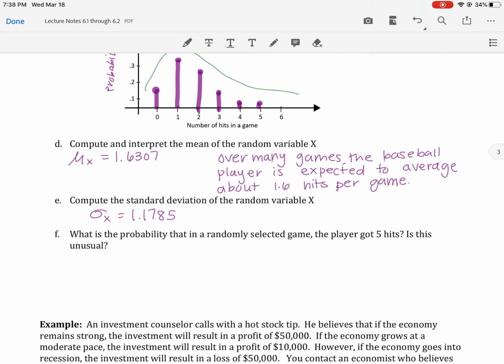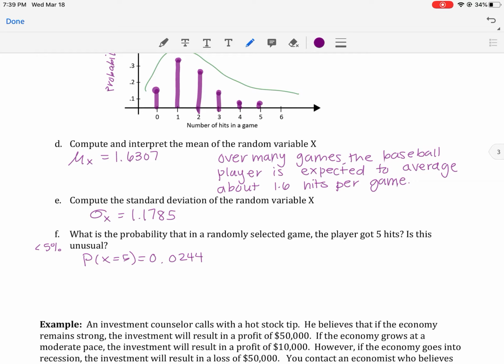What's the probability in a randomly selected game that the player got 5 hits? So our probability that x equals 5, if we looked at that distribution up above, was 0.0244. And remember we said anything is unusual if it's less than 5%. So the question is, is that probability less than 5%? Yes, it is. So yes, it's unusual because it's less than 5%.